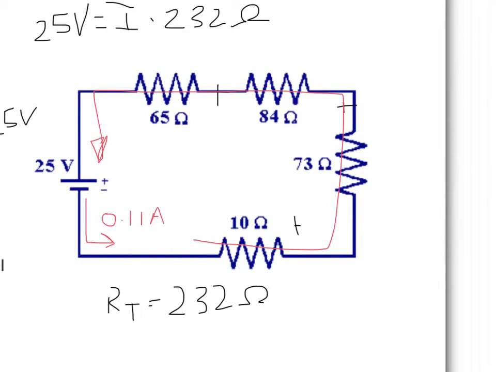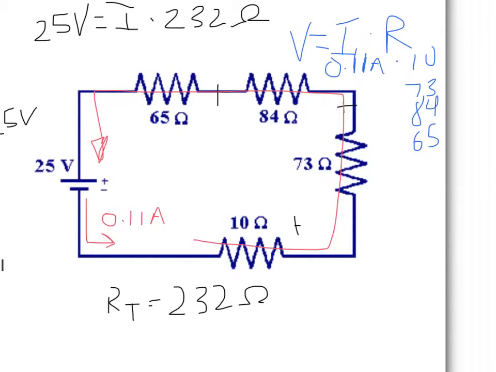So each of these individual resistors are experiencing 0.11 amps with slightly different, or in some cases drastically different, resistances. So we're going to go back to V equals I times R. We are solving for voltage, and we know our current in each case is going to be 0.11 amps, and that will be multiplied by whatever the resistances are for each of these numbers. So 10 or 73, 84 or 65. And when we do that, these are the numbers we get.